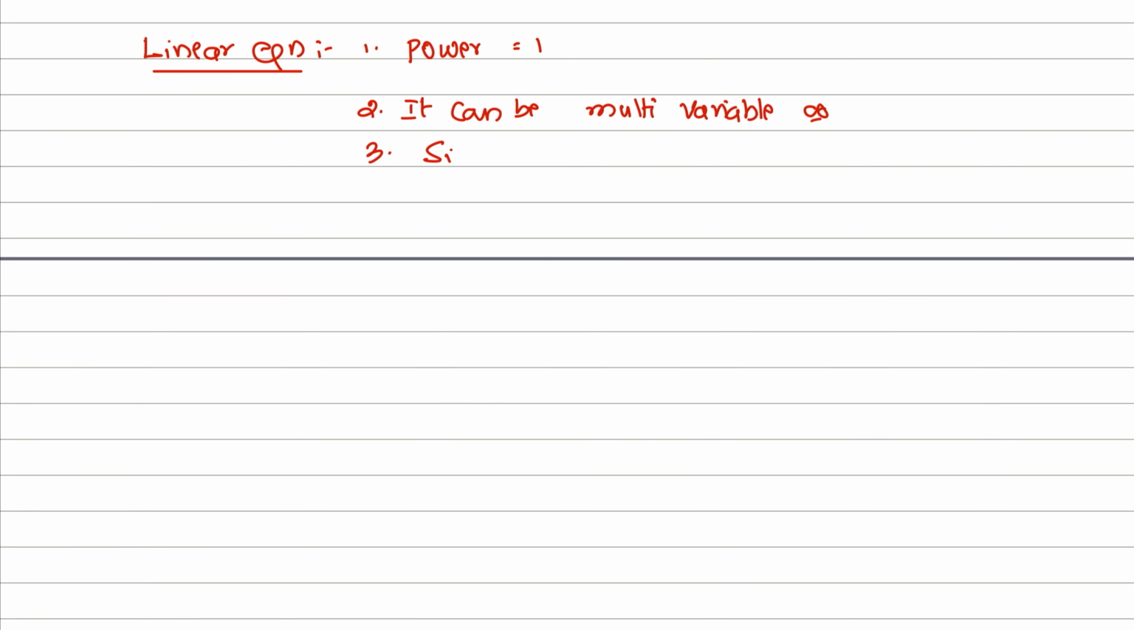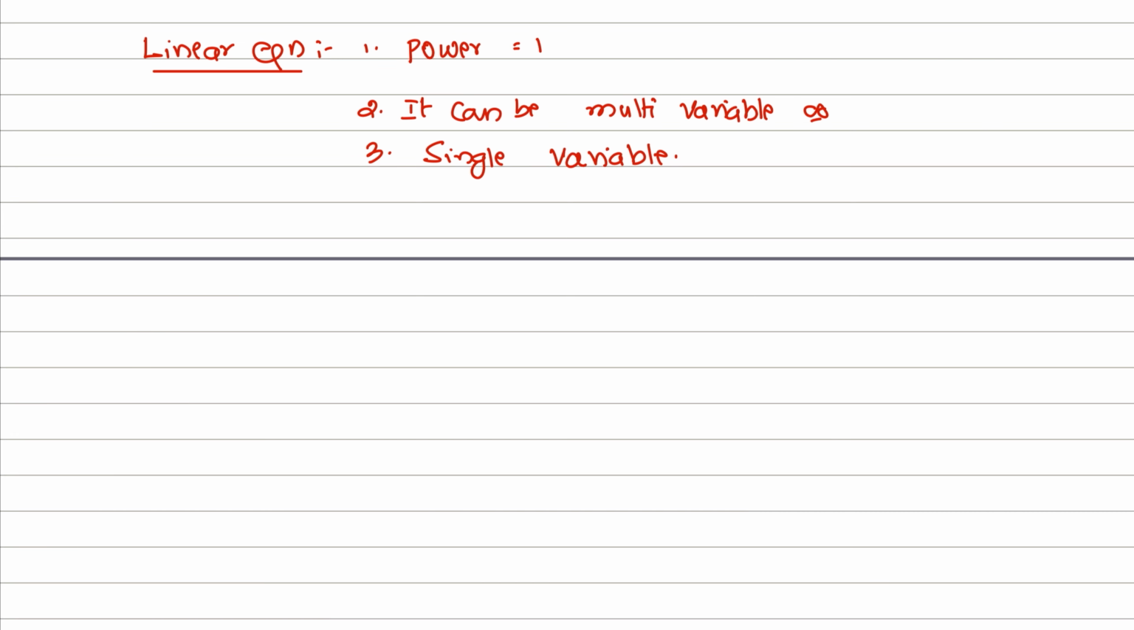That means multivariable linear equation, single variable linear equation. What is the property? Power should be 1 for linear equation. Second property is, it can be multivariable or it can be single variable, depending upon the number of variables present in the linear equations.